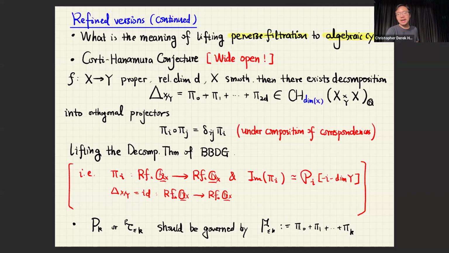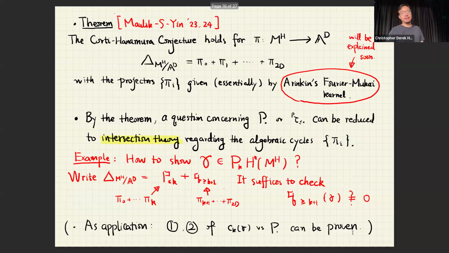And these are governed by, if you have these projectors, just collecting the first K plus 1 cycles. Concerning Yale's question, every time you have such a decomposition, you get an isomorphism of the BBDG decomposition, but there's no canonical one already.